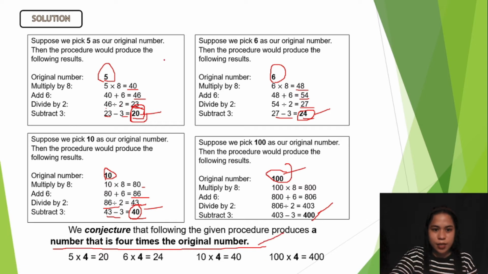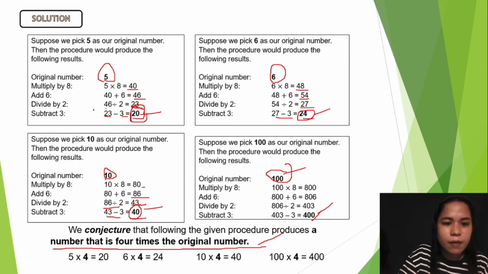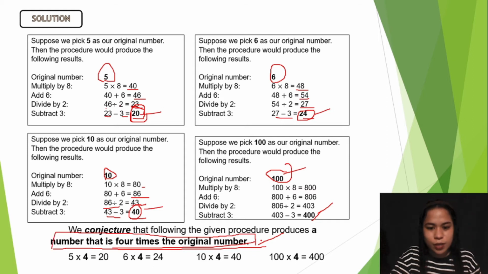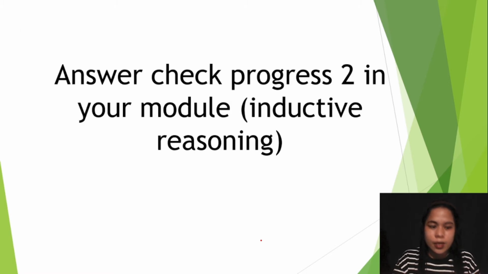Ito yung conclusion natin. So we give first different examples until we arrive at the general conclusion. So ito na ngayon yung magiging conjecture natin. Number is 4 times the original number. So yun yung way in using the inductive reasoning. You need to give some examples until you arrive at the general conclusion. Okay, so you may now answer check progress 2 in your module. Just follow the instruction given there.